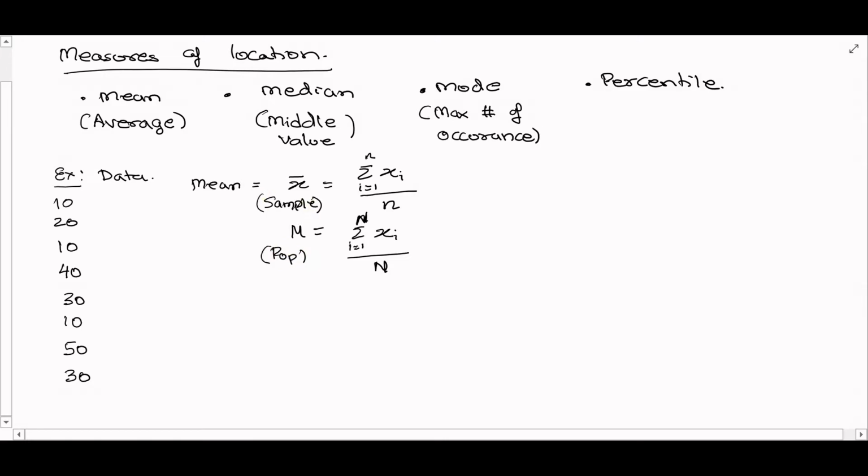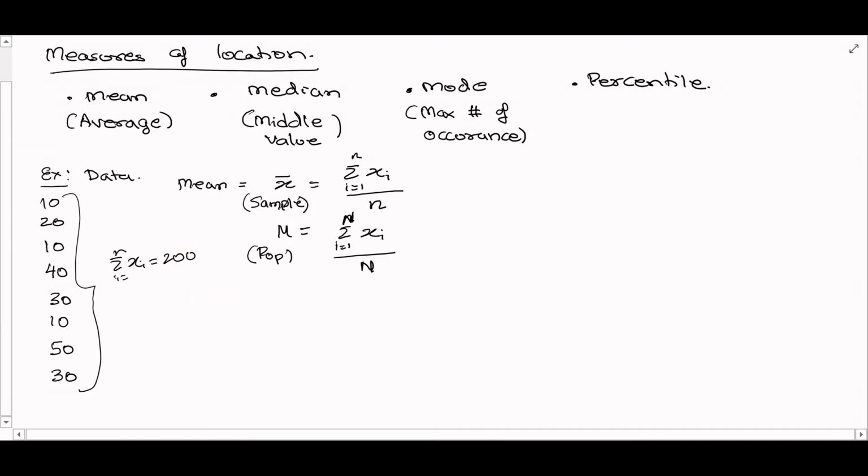So this is the sample, and when you add all these observations, the sum is 200. And then how many observations do we have? We have 8 observations, and so the mean in this case would be 200 divided by 8, which turns out to be 25.